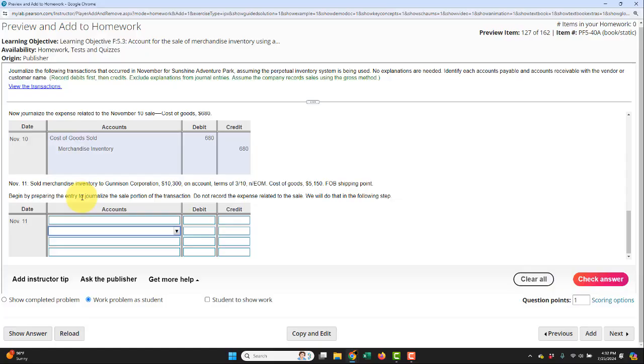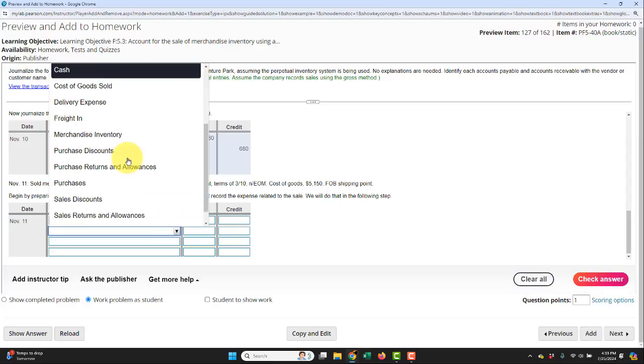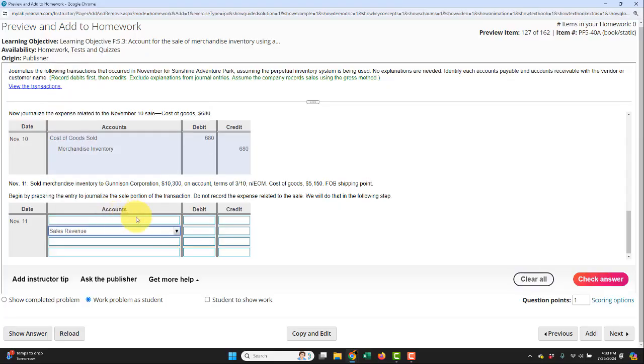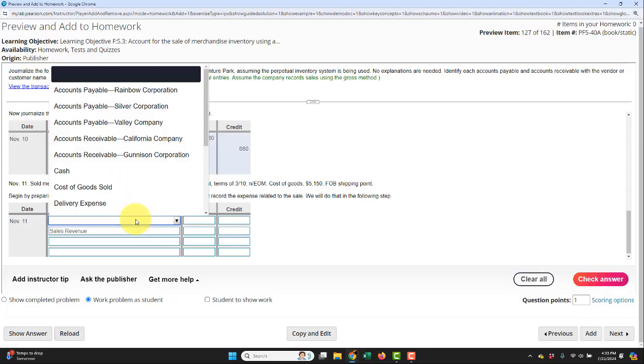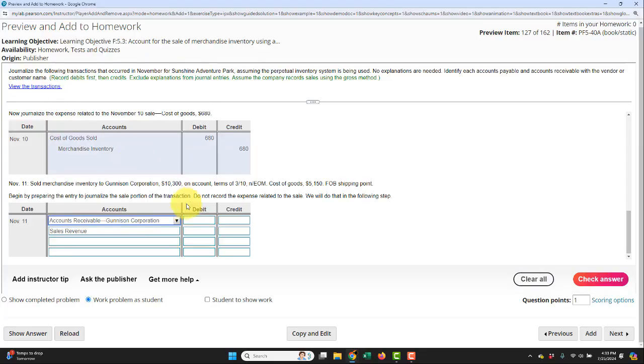So we're going to begin by preparing the journal entry for the sales portion. So we're going to start off by basically recording the gross amount. So we have this 10,300 sales revenue. And since we're selling it on account, we're going to be creating an account receivable. And it's to this Gunnison Corporation. We're not going to yet account for the credit terms. We're going to deal with that if this customer ends up availing themselves of that discount. So for now, we're just going to record everything on a gross basis.